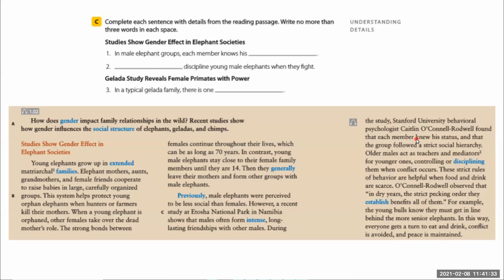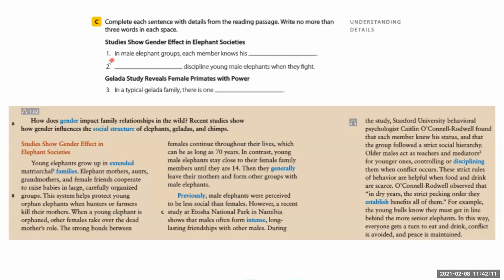As I scan, my finger lands on the word knew, which is the past tense of knows. Next, I look at the words before knew and I see each member. So I'm feeling pretty confident I'm in the right place. Next, I see that each member knew his status.